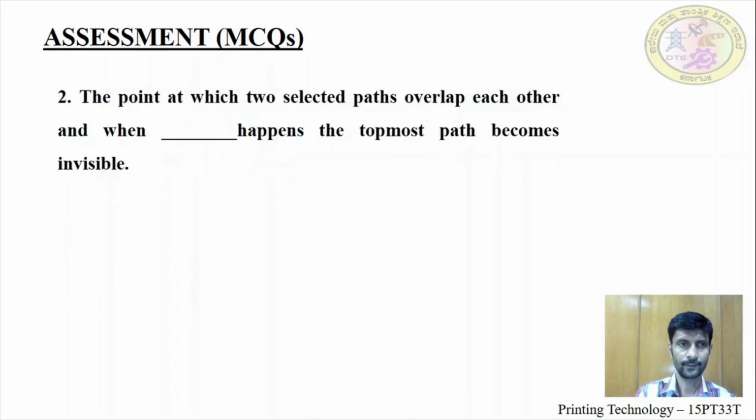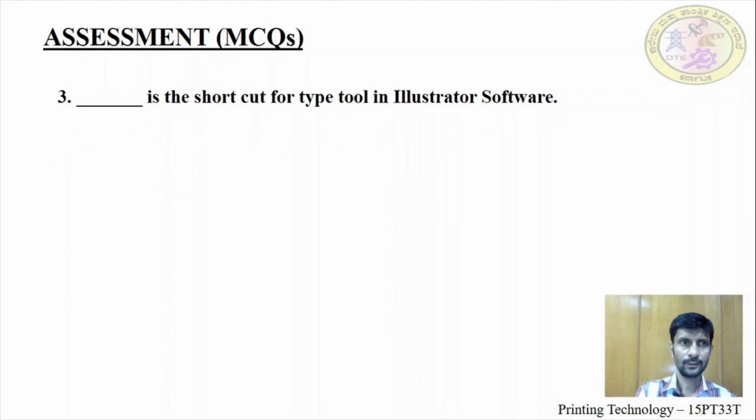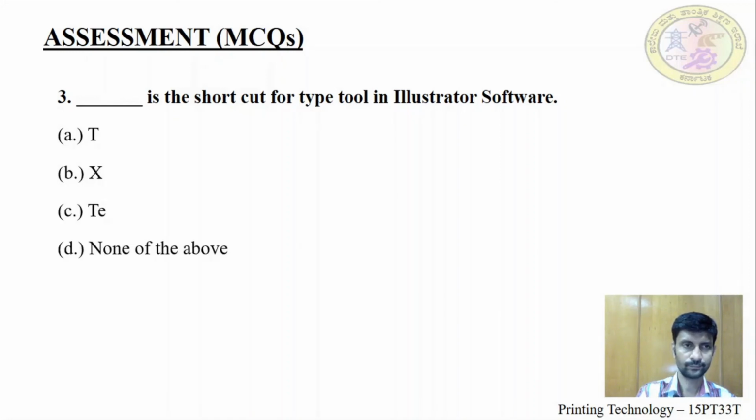This is the answer. Mask means whichever two objects overlap, that area will be shown and the remaining areas are hidden. Next one: the point at which two selected paths overlap each other and when dash happens, the topmost path becomes invisible. The clue for this question we have discussed in the first question. Next, dash is the shortcut for the type tool in Illustrator software. The options are T, second option is X, third is T, and none of the above.